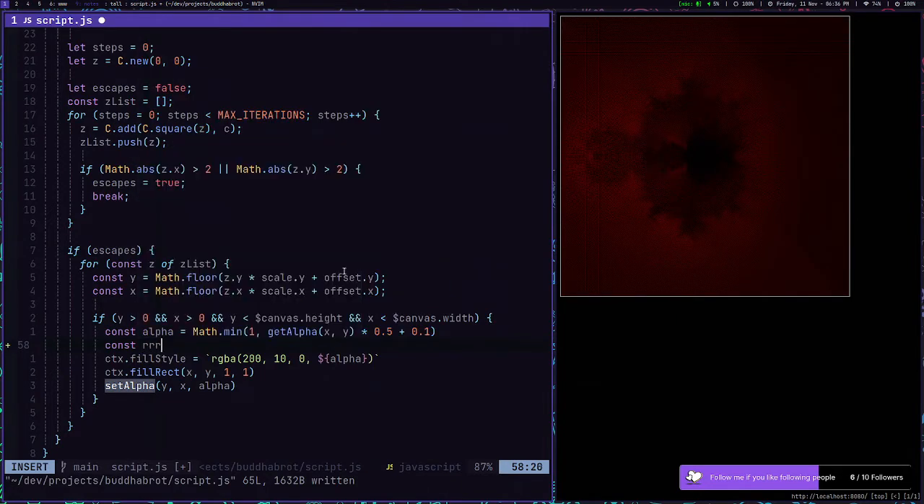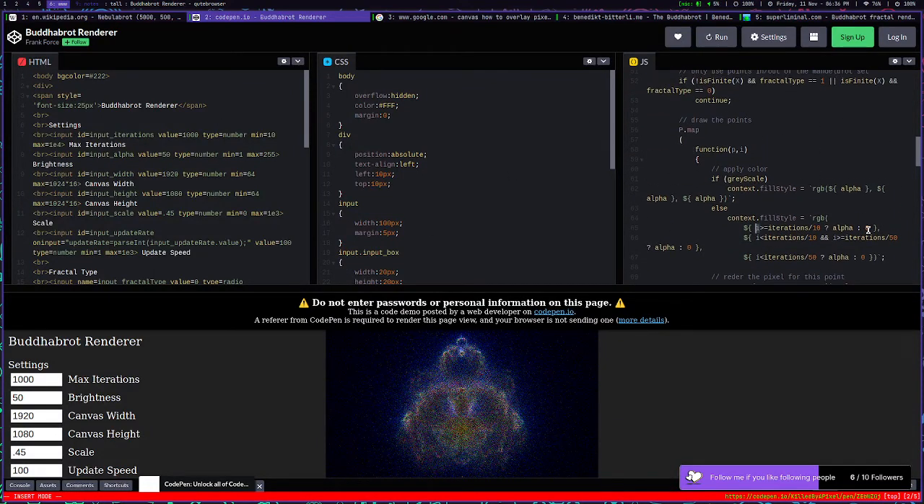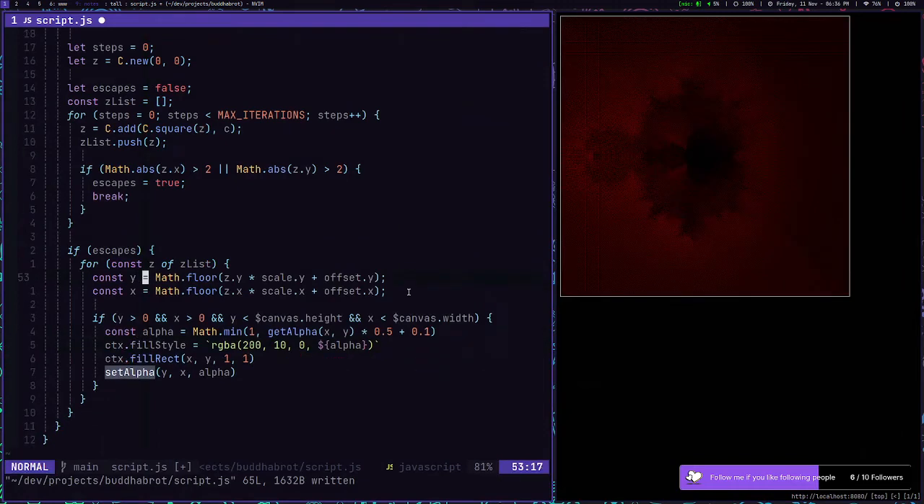Red, R equals, if row and... we need the index here, right? If we have the max number of iterations. Oh no, this is the number of points. Okay. Actually, that does make sense. What if I do, how do we do this? I comma Z? I don't know.